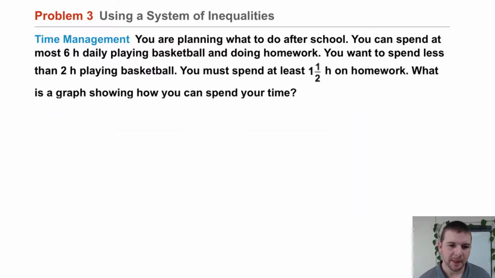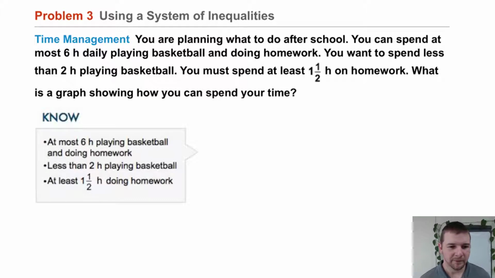Time management. You are planning what to do after school. You can spend at most 6 hours daily playing basketball and doing homework. You want to spend less than 2 hours playing basketball. You must spend at least 1.5 hours on homework. What is a graph showing how you can spend your time?